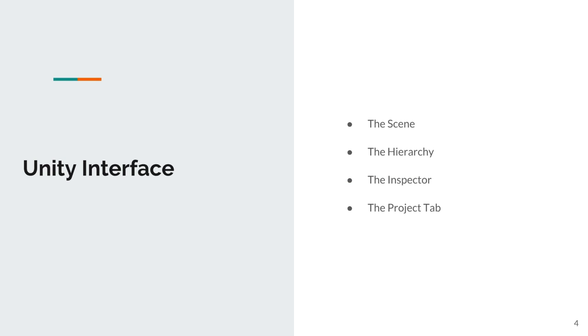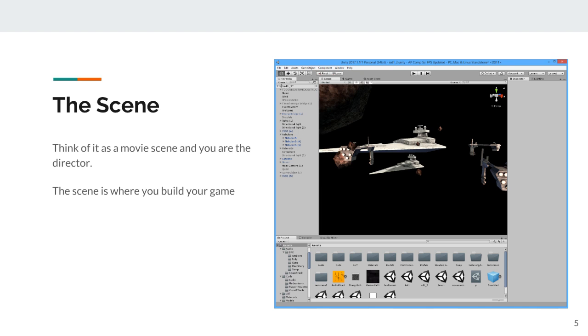All right, the interface. It's made up of the scene, hierarchy, inspector, and project tab. We'll get into that. So the scene, you can think of it like you're a director directing a movie and you set up a scene, so you need to figure out what goes in your scene, what kind of props, who's acting, what kind of lighting you're having, your sounds. Basically, it's where you build your game.